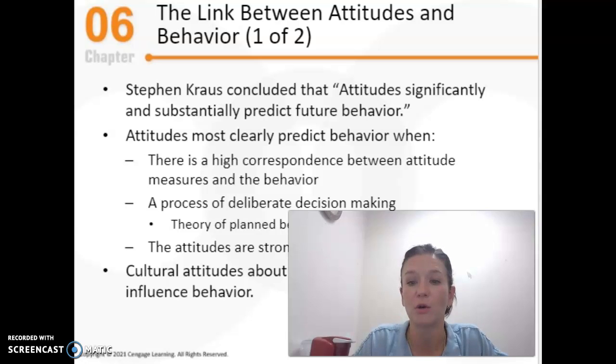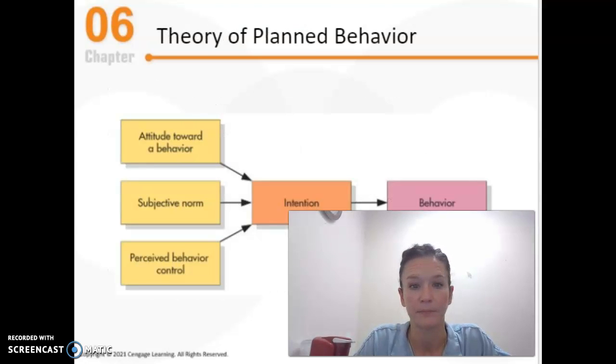There is a process, so when it is within ourselves, we have the ability for our attitude to reflect our behavior. It generally will. So if we hold an attitude about something, we will act on that attitude. That is not always the case, however. Theory of planned behavior basically states if we hold an attitude towards behavior, subjective norms, so it is something that society deems okay, we hold control over it, leads to our intention, which leads to our behavior.